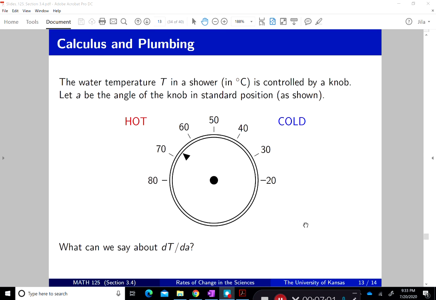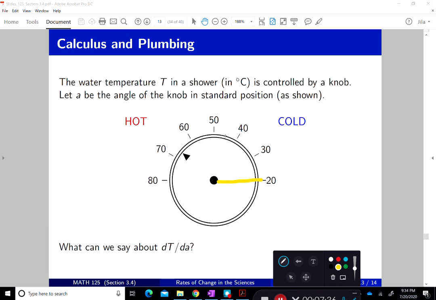The water temperature T in a shower, in degrees Celsius, is controlled by a knob. Let A be the angle of the knob in standard position as shown. What can you say about dT/dA? My first question is, if this knob is working correctly, dT/dA should be a constant function, and for every equal increase in A, you should get an equal increase in T.